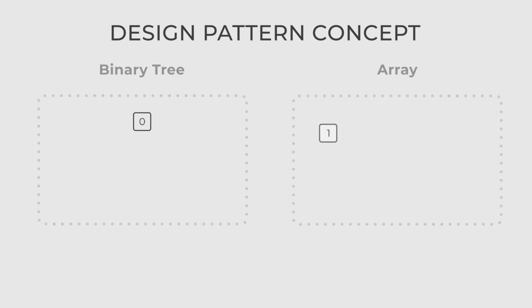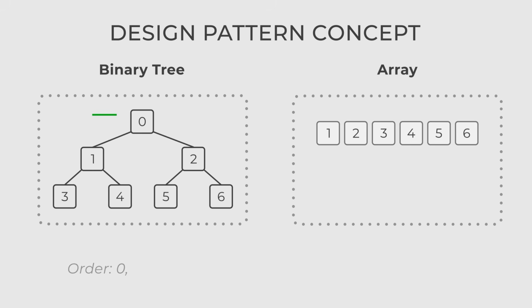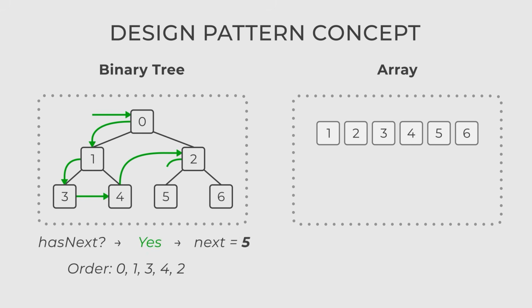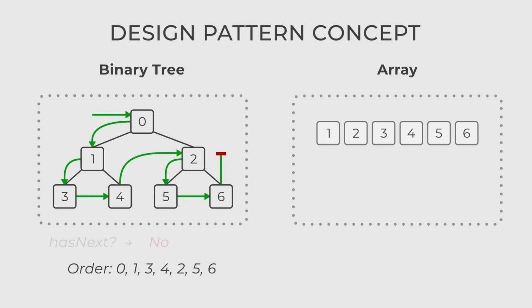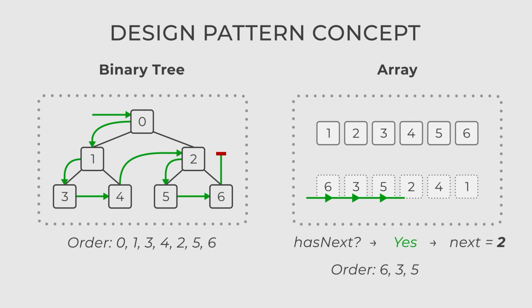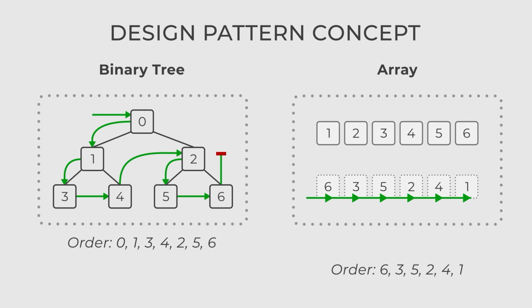The iterator is a behavioral design pattern that provides a way to access elements of a collection without exposing its underlying representation. It abstracts the traversal process, allowing clients to navigate through elements sequentially without knowing the details of the collection structure.